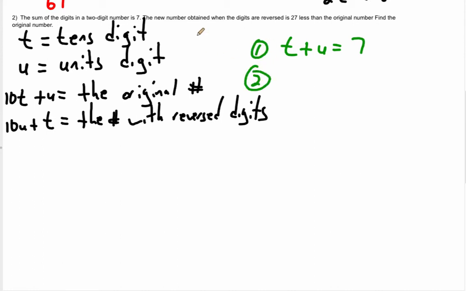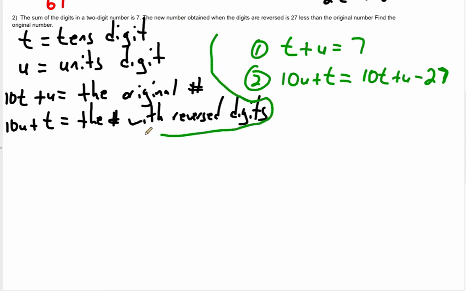In equation 2, the new number obtained when the digits are reversed. So we're going to reverse the digits again. 10u plus t is 27 less than the original. So we have the original, and then we need 27 less than that. So it looks like that. And similar to the last one, I'm going to clean this up a little bit by subtracting t, and then I'm going to subtract u again.